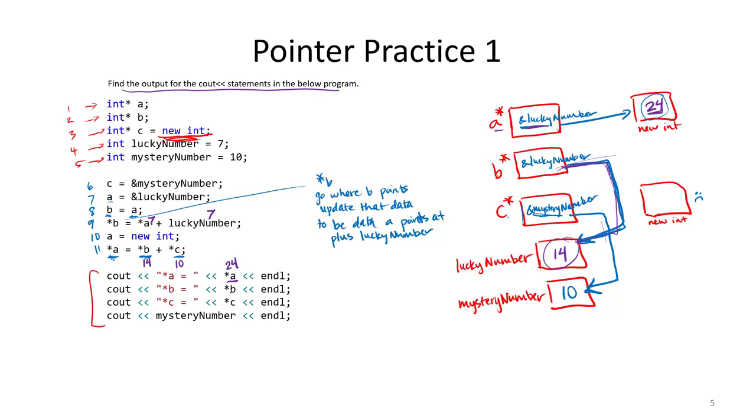Next, we need to find out what asterisk B is. So we go where B points, and we see the number 14 is stored there. Finally, asterisk C, we go where C points. C is still pointing at the address of mystery number. So C is pointing at the number 10. We return 10. And finally, our last statement, we are outputting the value of mystery number. Well, mystery number is holding the value 10. So in this case, our outputs will be 24, 14, 10, and 10.